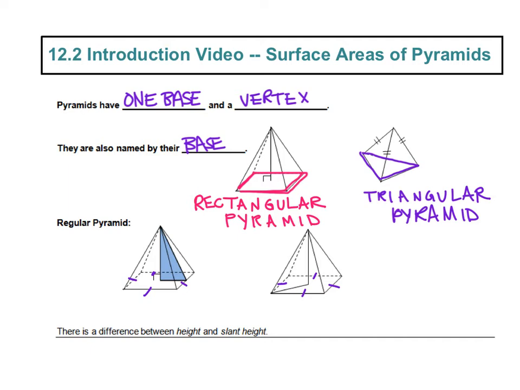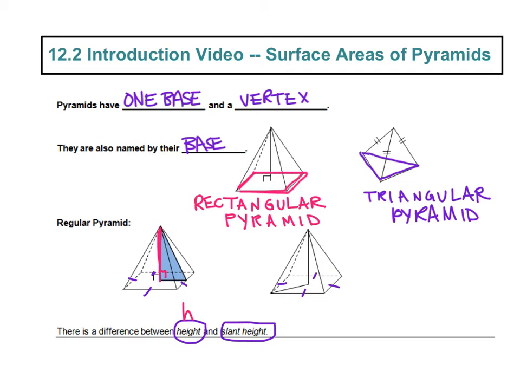And then we also want to make sure we notice that in pyramids, you have two types of heights. You have a height, and then you have a slant height. So the height is going to be from the vertex straight down to the center of the base, forming a 90-degree angle. So that's your height, and we use h to represent the height.